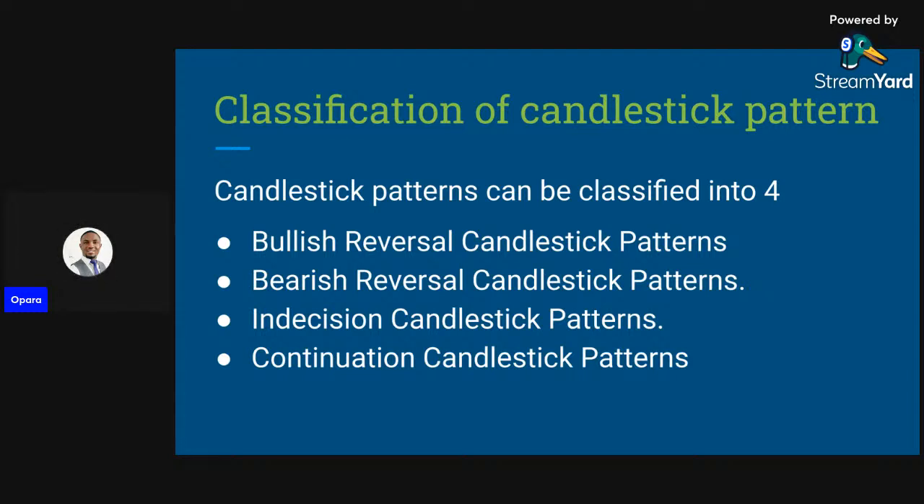So like I said, candlesticks are classified into four categories. Number one, we have the bullish reversal candlestick pattern. We now have the bearish reversal candlestick pattern. The next one is the indecision candlestick pattern, followed by the continuation candlestick pattern. I'm not reading this from the screen.